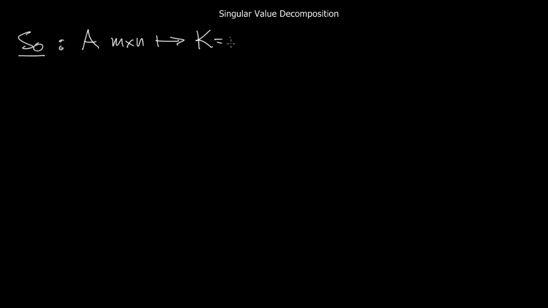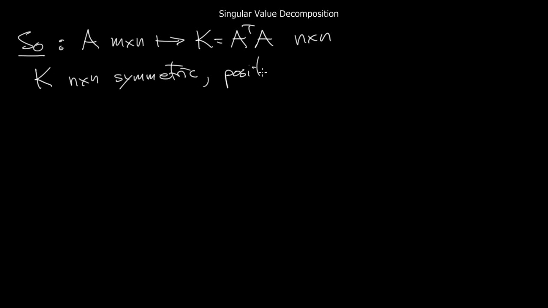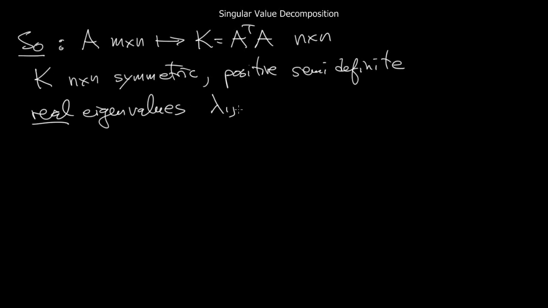Okay, so we have our m by n matrix. We set K equal to A transpose A. That's an n by n matrix, symmetric, and positive semi-definite. So it has real eigenvalues, which I'll label lambda 1 through lambda n, which are greater than or equal to 0. That's basically repeating what I said on the previous slide.